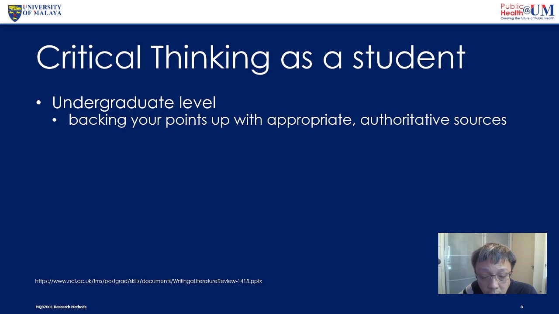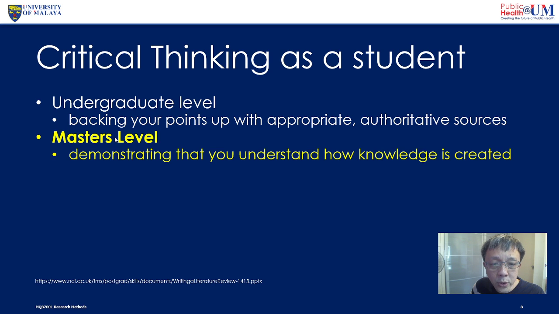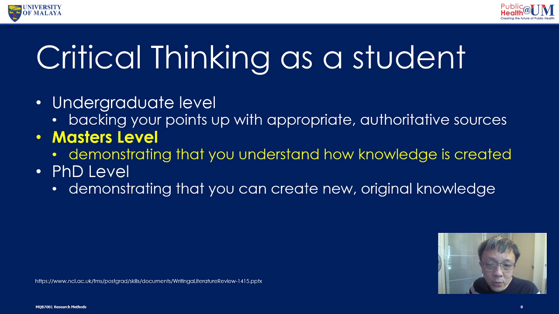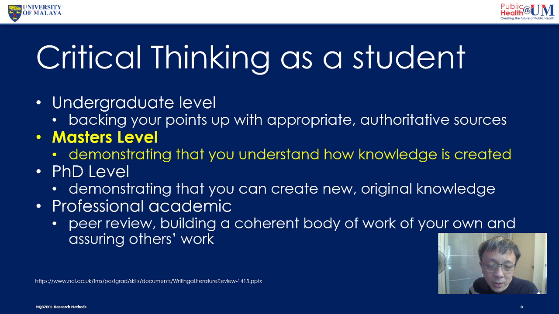So Kamesh, welcome. Undergraduate level is backing your points. At master level, it's basically demonstrating that you understand how knowledge is created. At PhD level, demonstrating that you can create new or original knowledge. Professional academic level is peer review, or building a coherent body of work of your own and assuring others of your work.